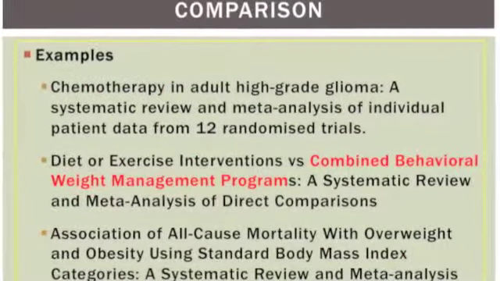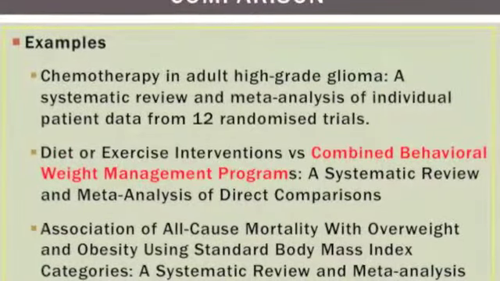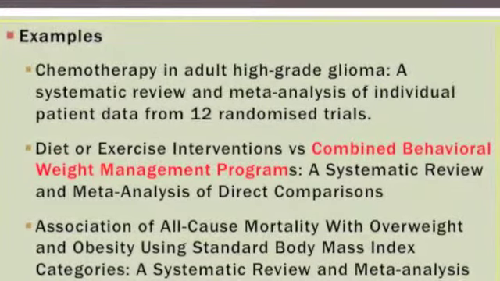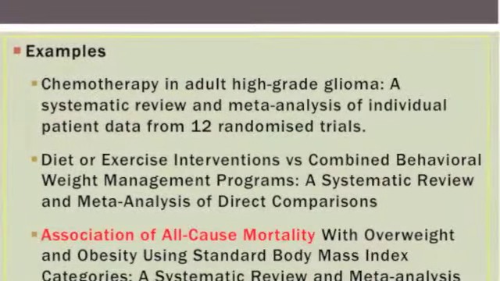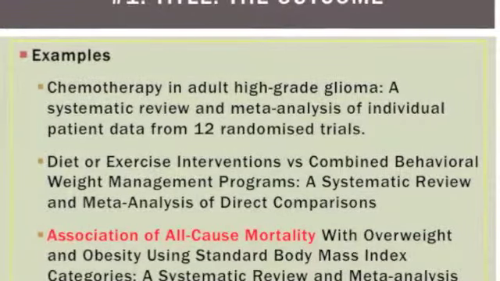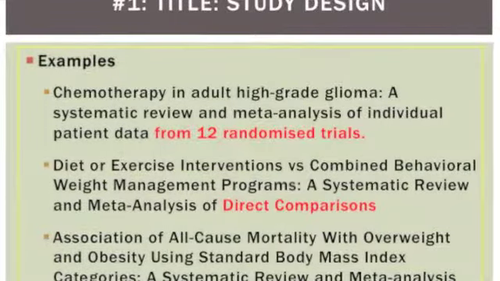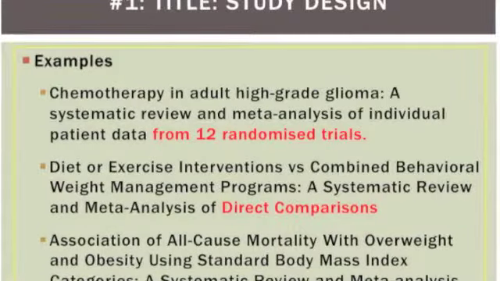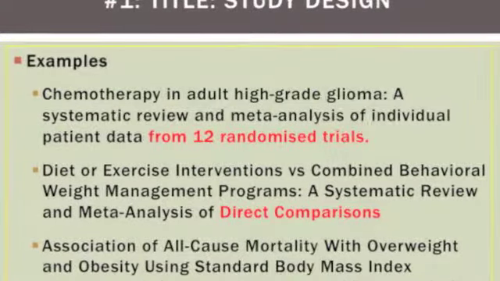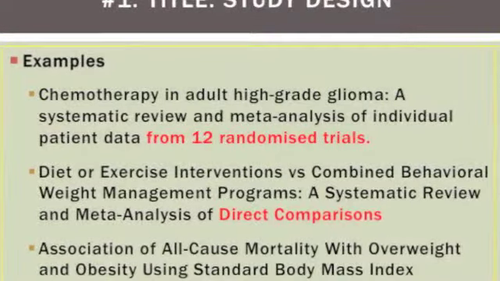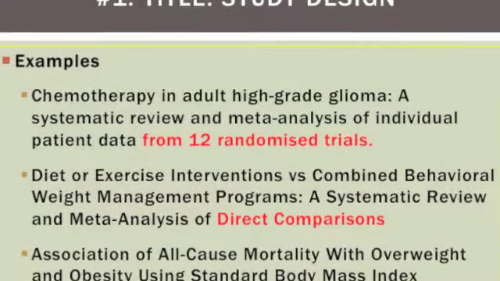The second example specifies the comparison group. So it's diet or exercise intervention versus combined behavioral weight management programs. The third example includes the outcome in the title, so association of all-cause mortality. Your title may also include information about the type of design that you examined, or more specifics, how many studies were included in the final analysis, as in the first example.